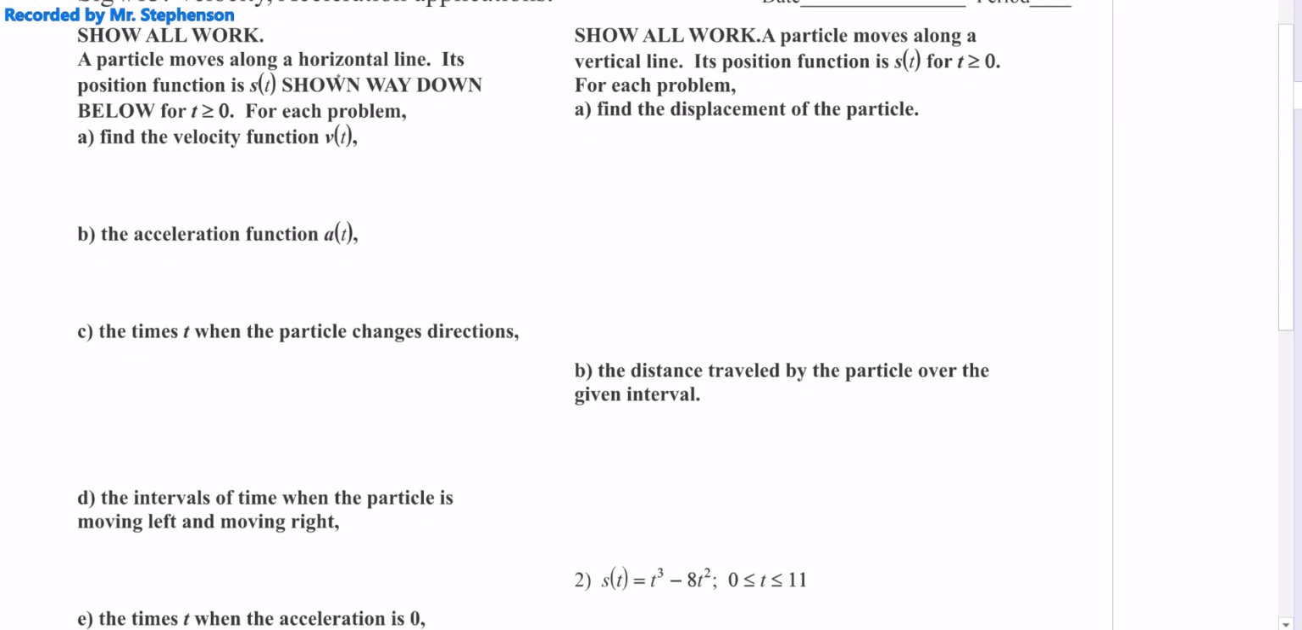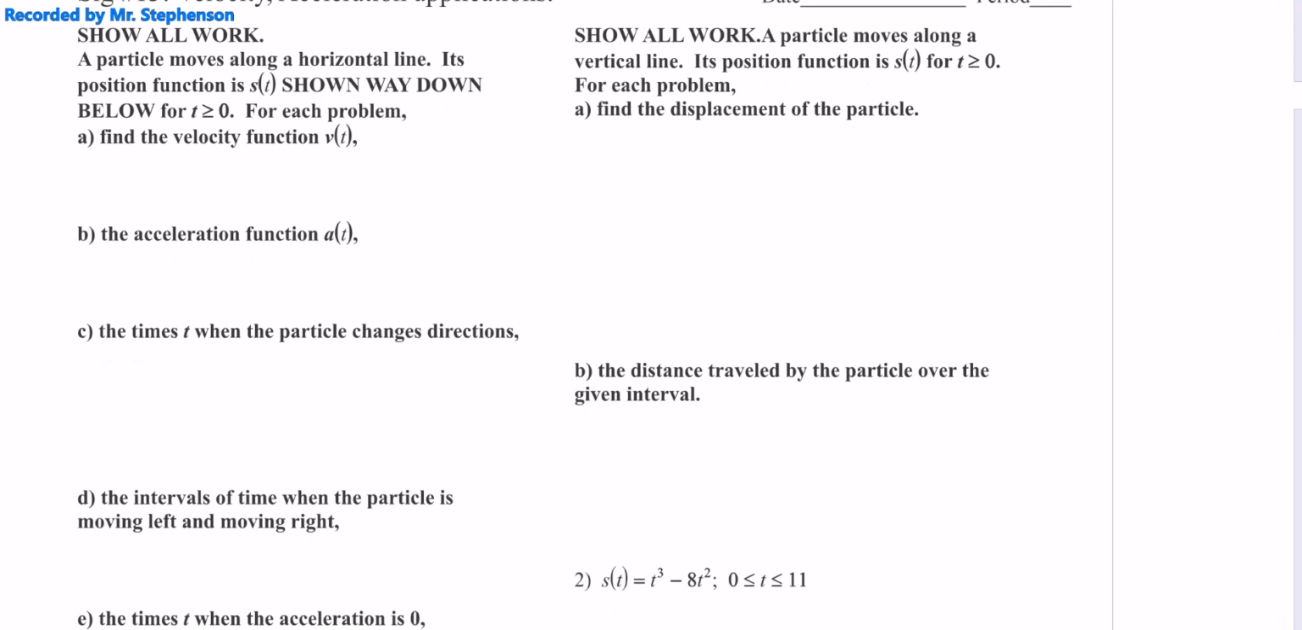Hey, so in this video, I'm going to show you the process and thinking behind SIG number 13, which is on velocity acceleration applications. All right, so first thing is problem number one here.